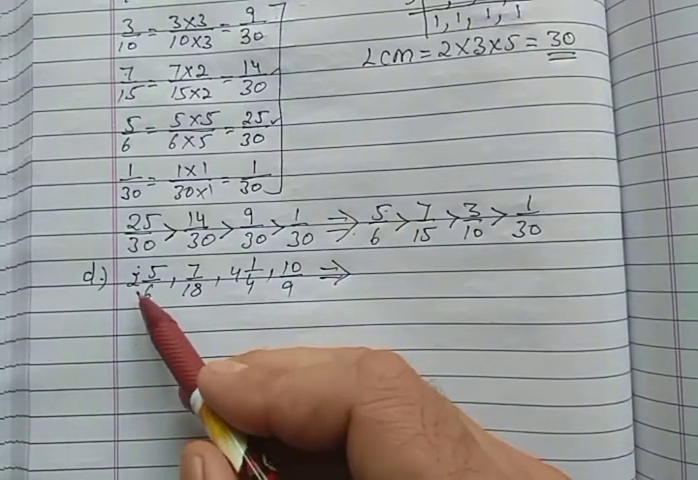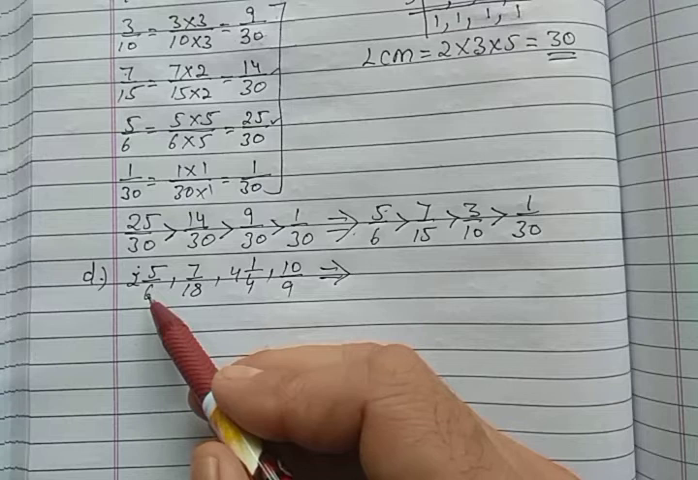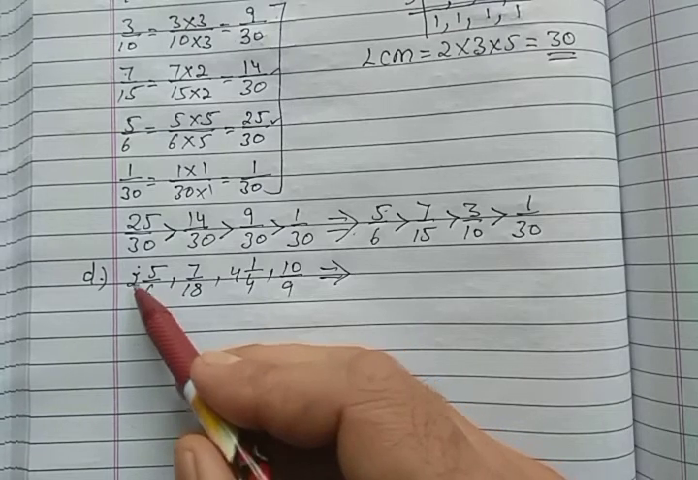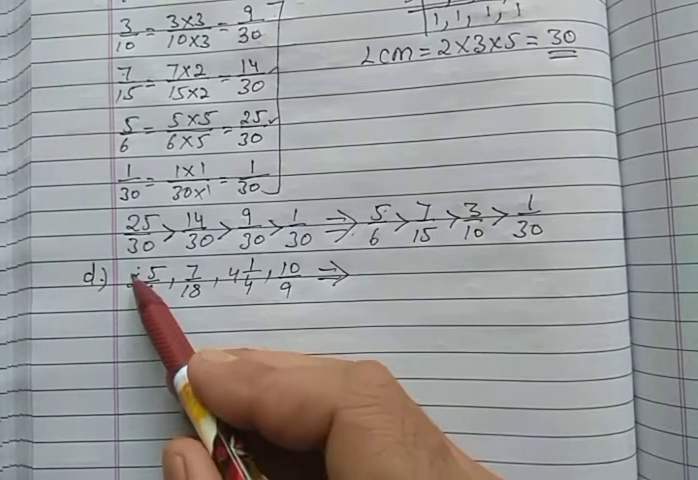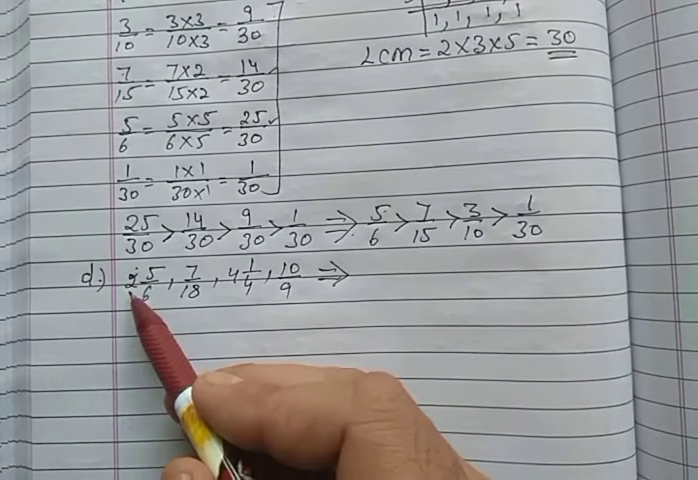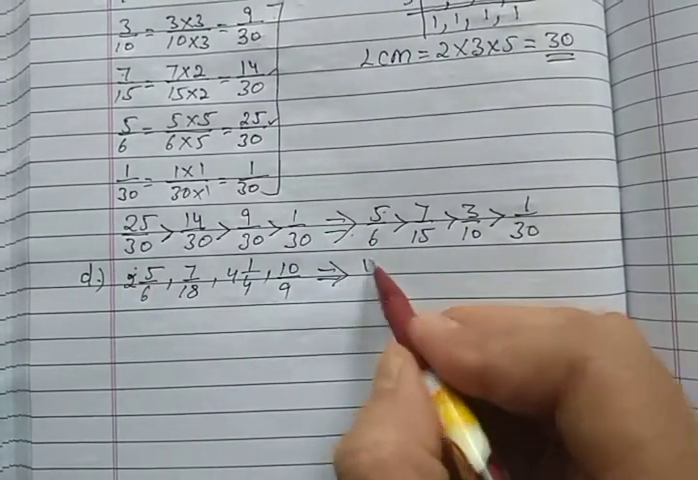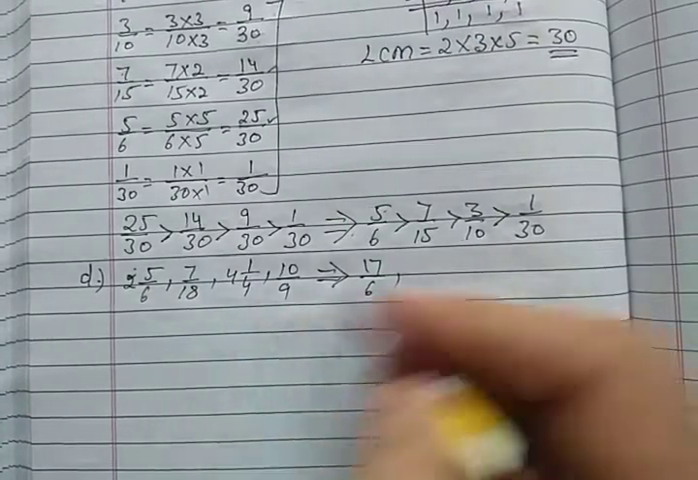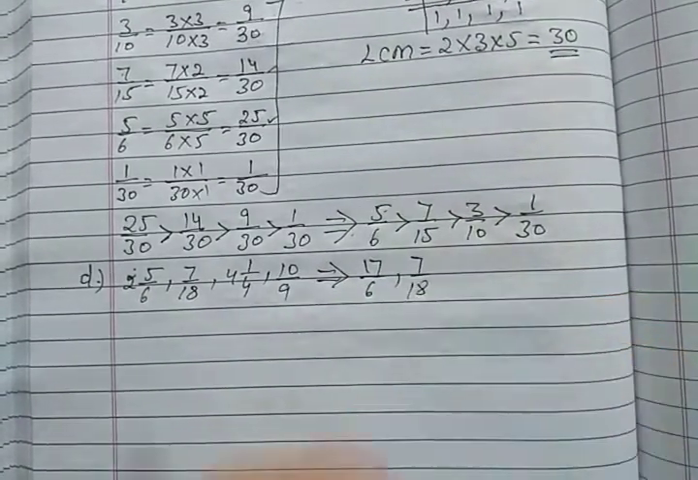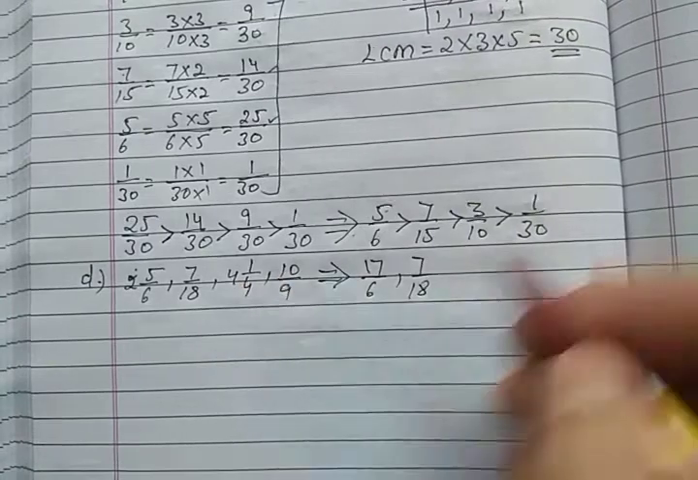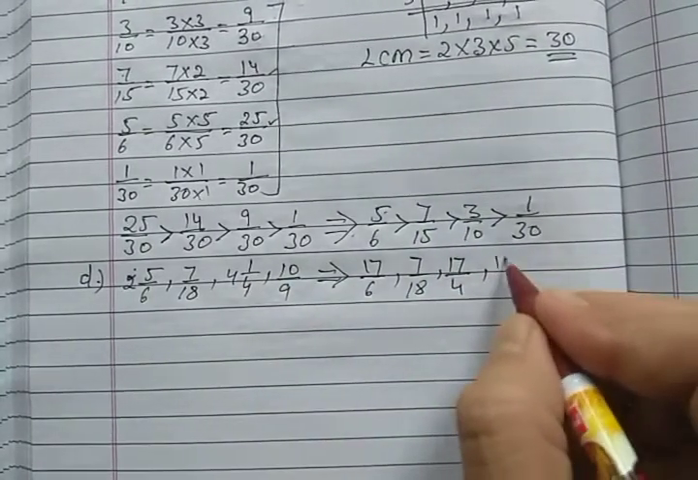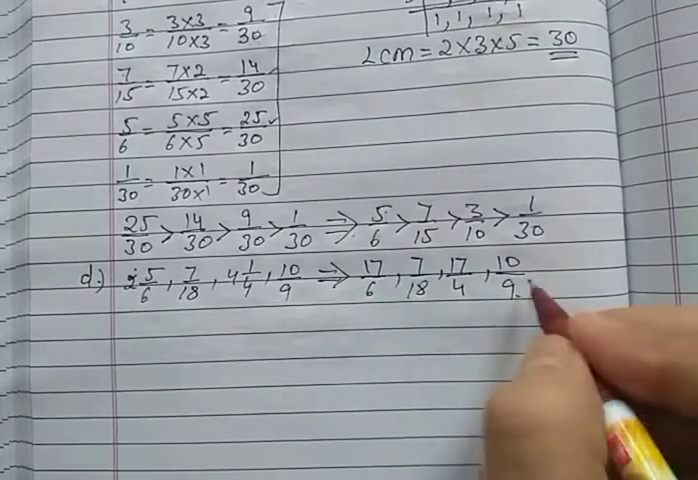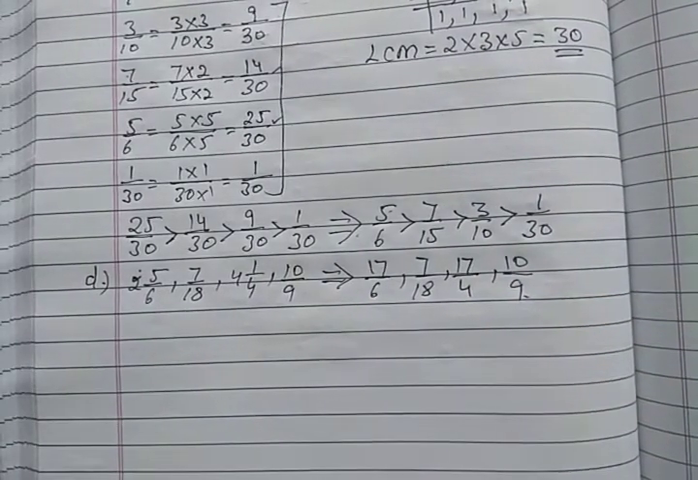First of all, multiply the whole number part with the denominator. So 6 twos are 12, and then add the numerator to the product. So 12 plus 5 is 17. So 17 upon 6. Second is already an improper fraction, and next is 4 fours are 16 plus 1, 17 upon 4, and the last one is 10 upon 9. So now these are the fractions that we have to compare.